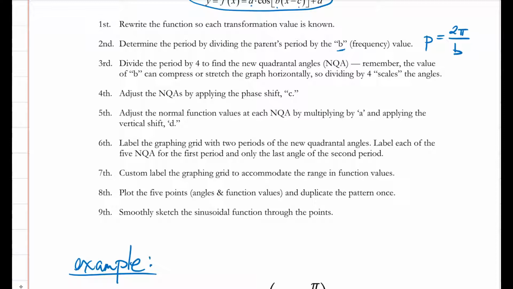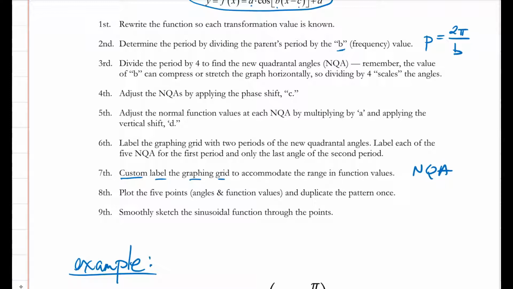The next step is to get the grid ready for graphing, and for this we're going to custom label the graphing grid. These won't be normal graphing grids that you might be used to, because we're going to make them custom for the NQA angles. And I'm going to demonstrate all of this in just a moment.